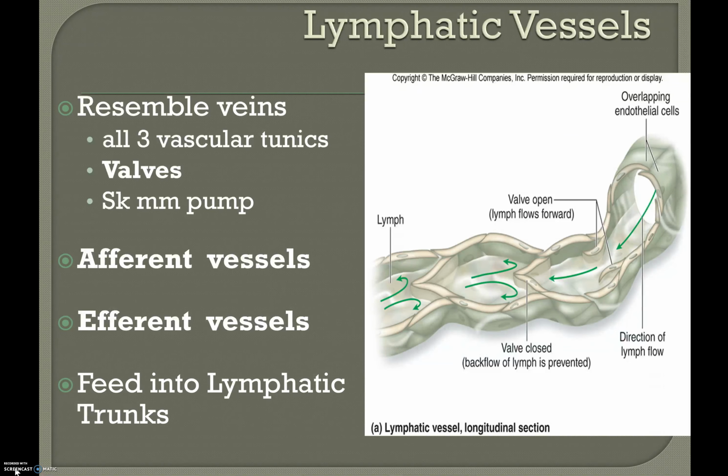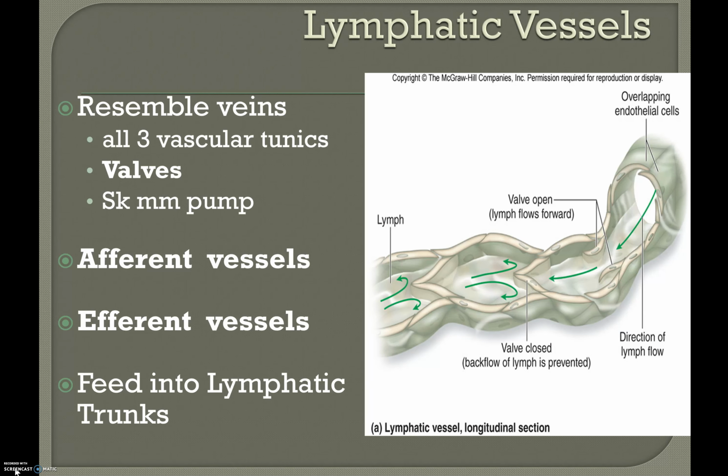Okay, now smaller capillaries join to form lymphatic vessels. Now, there are certain similarities between lymphatic vessels and blood vessels. If you remember from chapter 23, we mentioned that blood vessels have all three tunics. Lymphatic vessels also have all three tunics, and do you remember we talked about the valves in veins? Lymphatic vessels also have valves. In this diagram, you do see valves present within this lymphatic vessel, and these valves also work by the skeletal muscle pump.